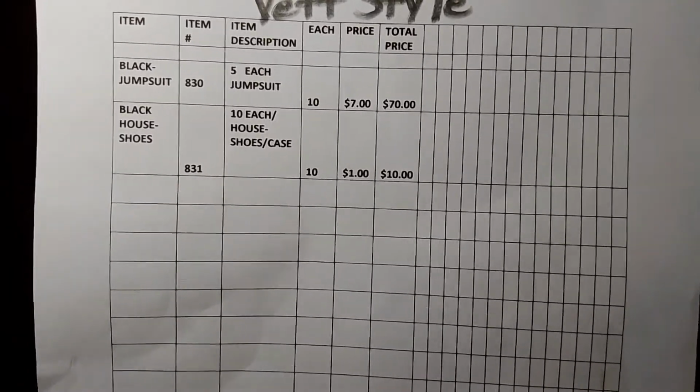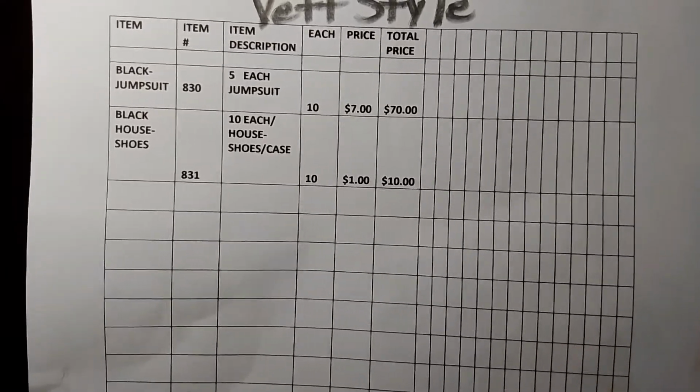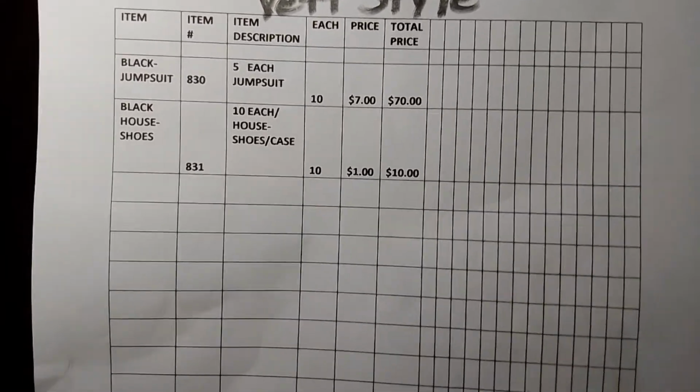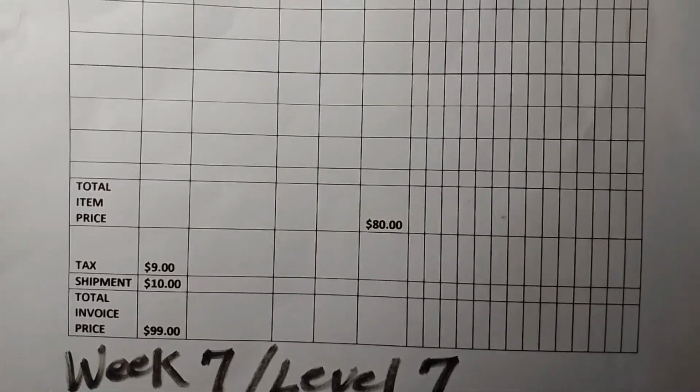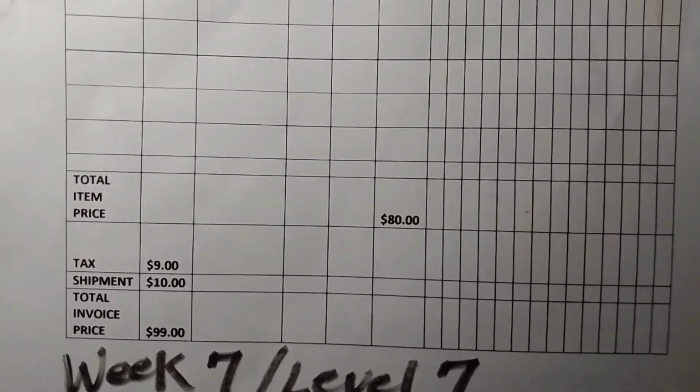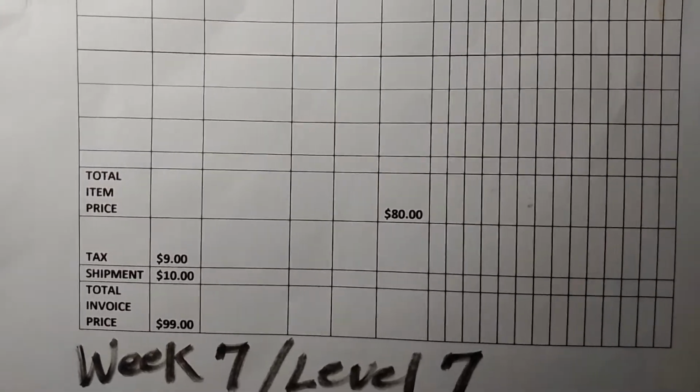Okay, and you ordered 10 jumpsuits, and you ordered 1 case, which is 10 of them, of house shoes, and then that total invoice was $80. Okay, and then when you get through with your tax and your shipment and all that, it total came up to $99. Okay, so that's what you got. Then you're going to put, of course, your invoices onto your accounts receivable sheets. Okay, and once you put it on your accounts receivable sheets, I'll show you that right quick. Put everything on the accounts receivable.